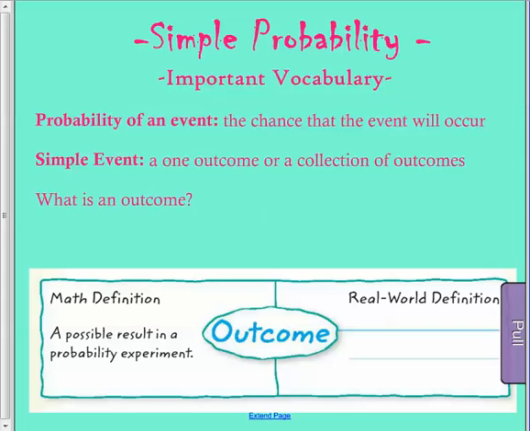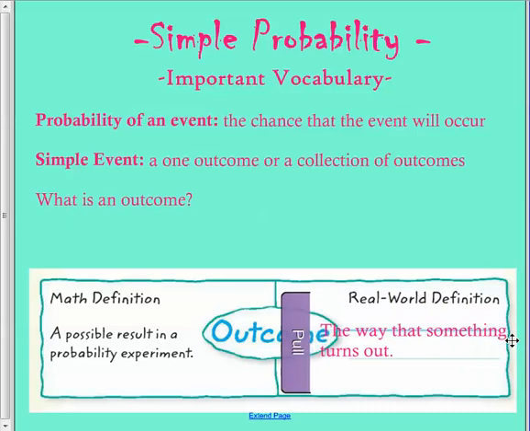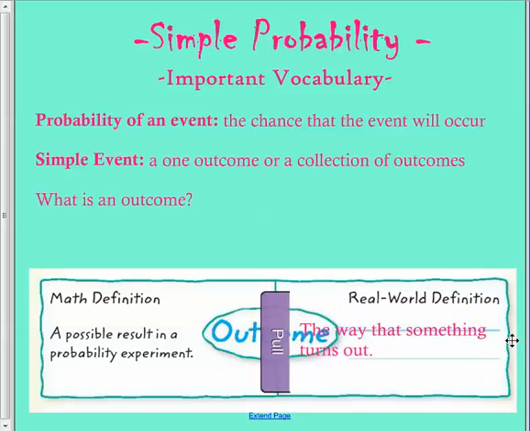The probability of an event is the chance that it'll occur. A simple event is one outcome or a collection of outcomes. So let's talk about an outcome. It's the possible result in a probability experiment. The real world definition that we can go with is it's the way that something turns out, how it happens.